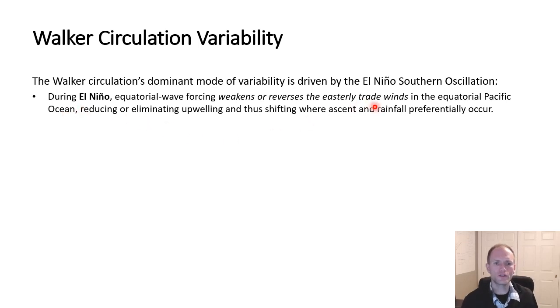So when the easterly trade winds reverse or weaken, that natural upwelling that takes place in the eastern and central equatorial Pacific Ocean weakens or changes altogether, which then causes it to be relatively warm in the eastern and central equatorial Pacific, and that forces ascent and rainfall to be found more so in the central and eastern equatorial Pacific as compared to normal.